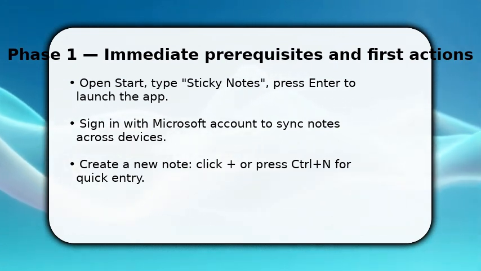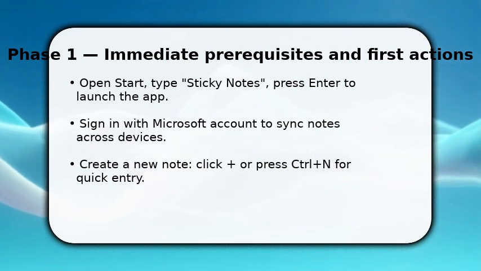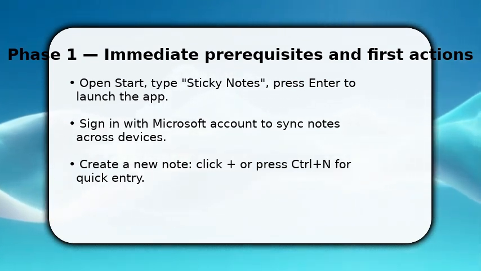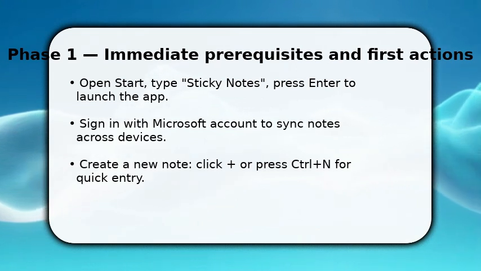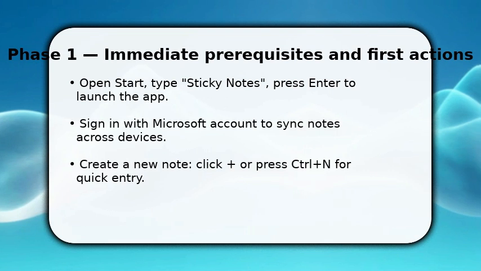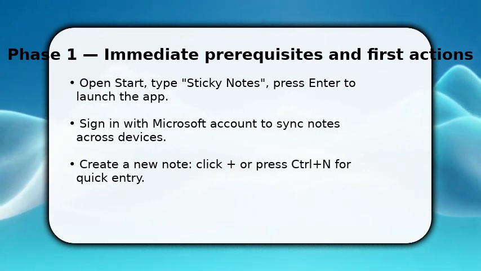Create your first note by clicking the plus button or pressing Ctrl+N. This gives you a blank canvas. As you type, use Enter to separate lines and Ctrl+Z to undo mistakes. Make sure to give short titles in the body so you can scan them quickly later.